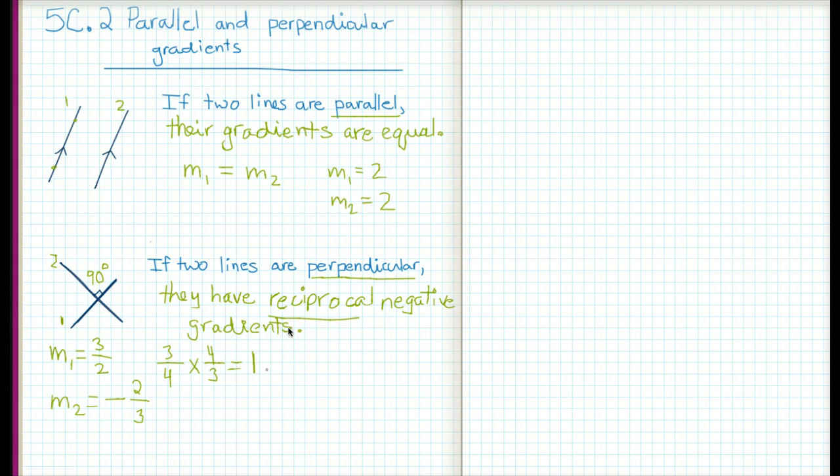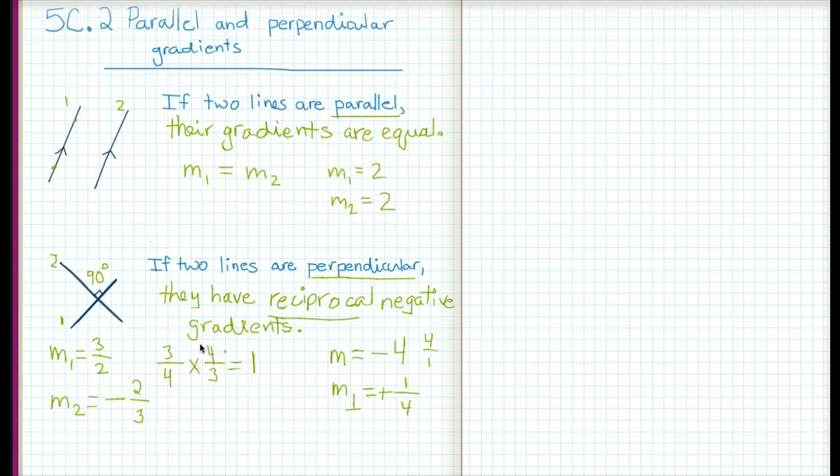Okay, one thing we should note is that if you have a gradient that is a whole number, let's say we have a gradient of -4, then the reciprocal negative gradient of a perpendicular line is going to be the opposite sign, so it's going to be positive, and the reciprocal of 4 is 1 over 4. Think of the 4 as 4 over 1, and then it becomes easy to see that this denominator becomes 1 in the reciprocal gradient, and the 4 moves to the bottom.